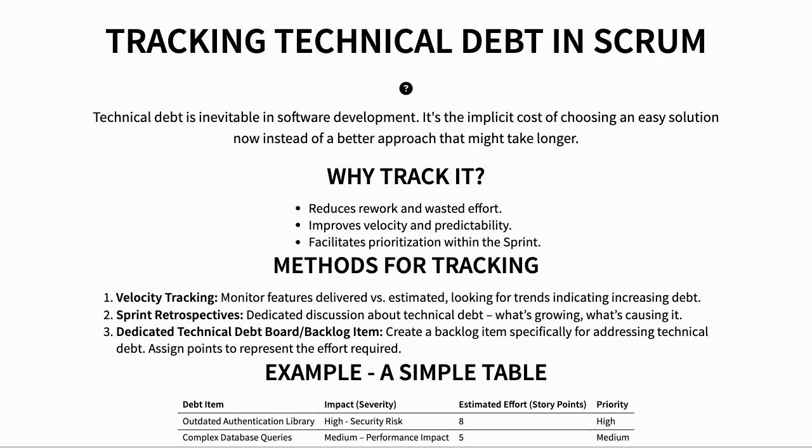And finally, a dedicated backlog item. Think of it as a debt ticket. It helps us prioritize what needs fixing. Let's use a simple table to track the problem, its impact, how much effort it will take, and finally, how important it is. It's all about managing that debt effectively, not letting it pile up.